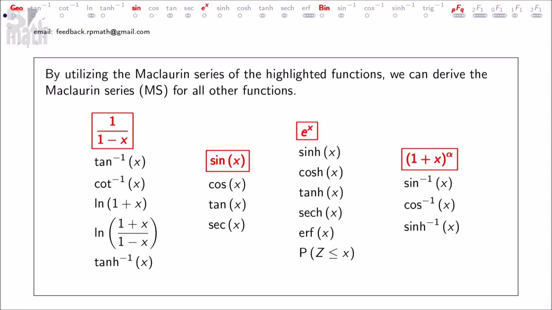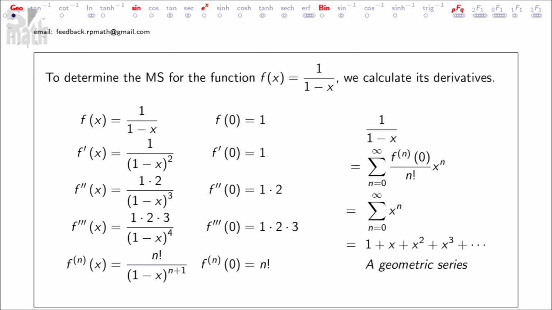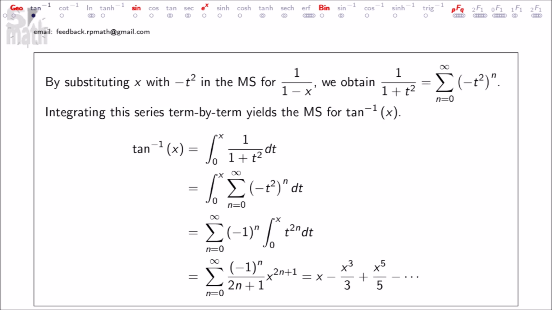By utilizing the Maclaurin series of the highlighted functions, we can derive the Maclaurin series for all other functions. To determine the Maclaurin series for the function 1 over 1 minus x, we calculate its derivatives. By substituting x with minus t squared in the Maclaurin series for 1 over 1 minus x, we obtain this.